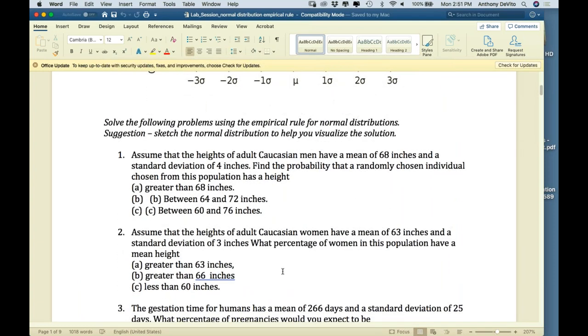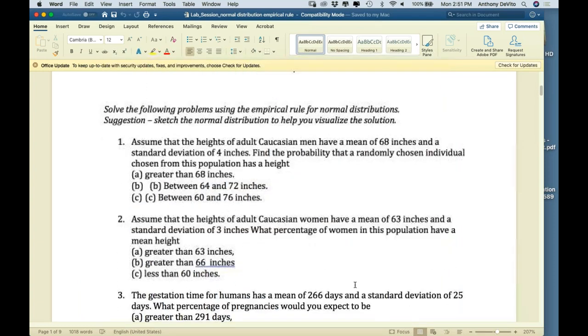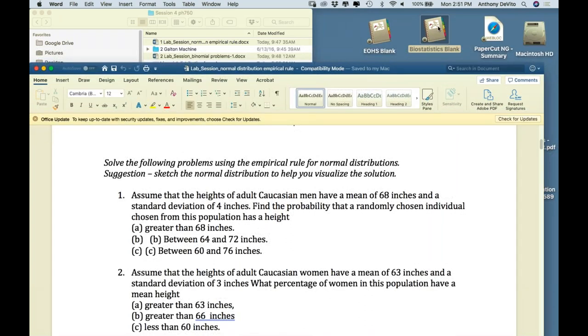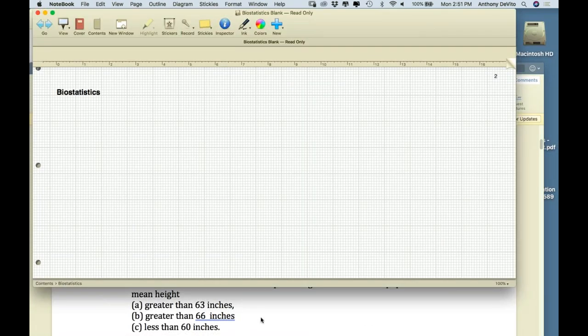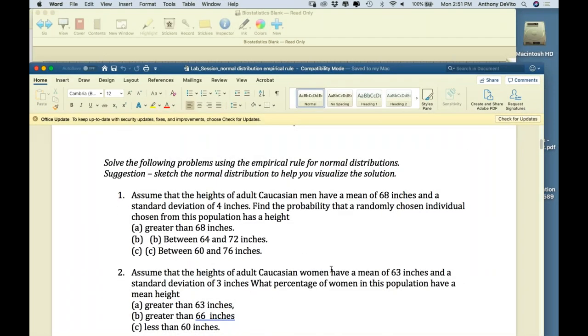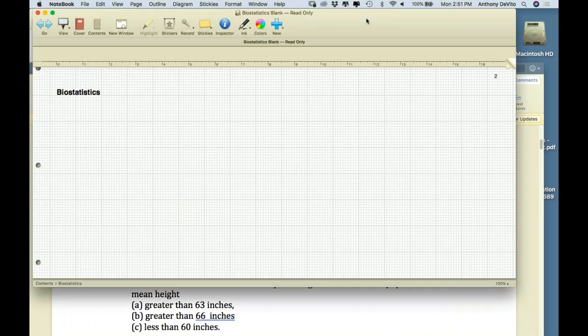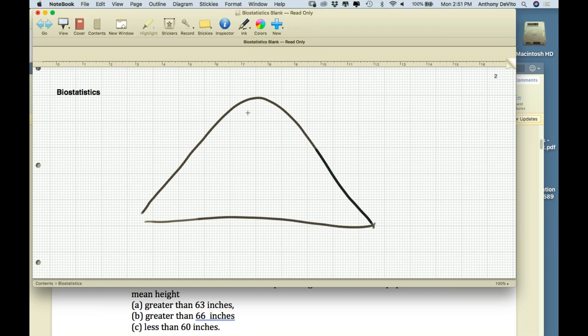Oh, okay. Well, hang on a second here. Would it be better if I draw this? Yeah, okay. Let me draw it. So what do we have here? We have a mean of 63 and a standard deviation of 3.